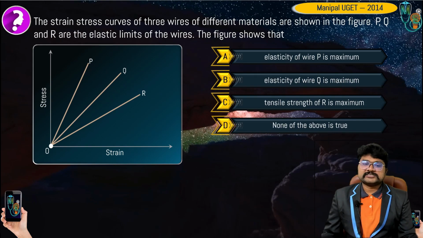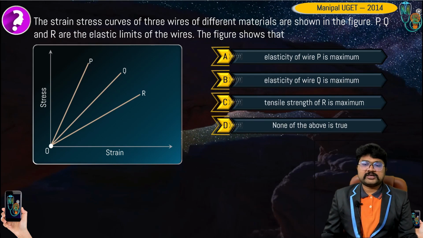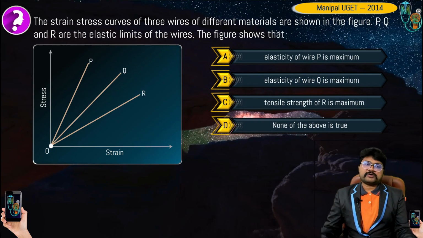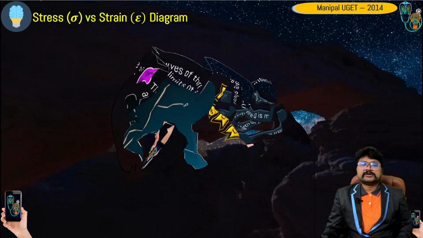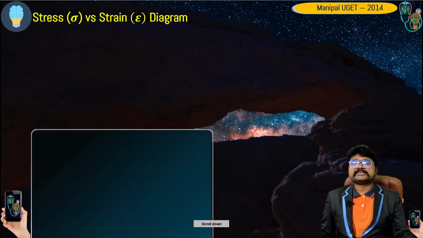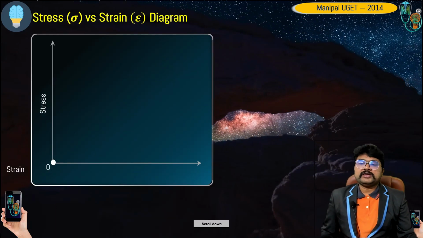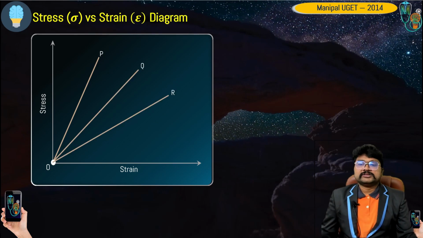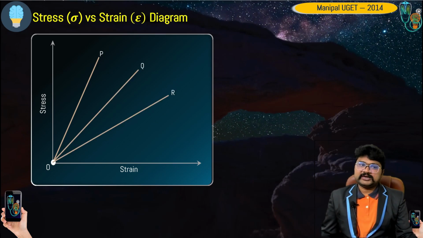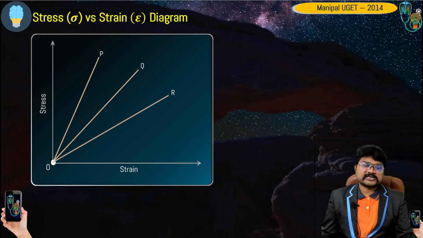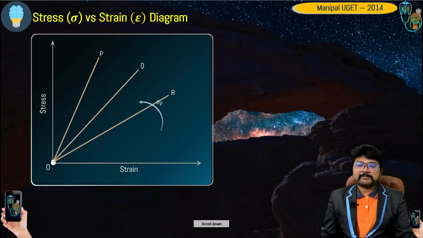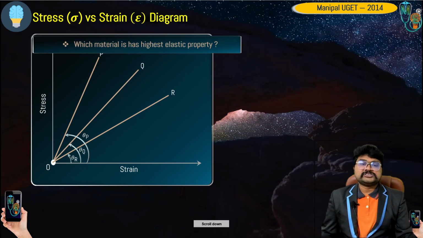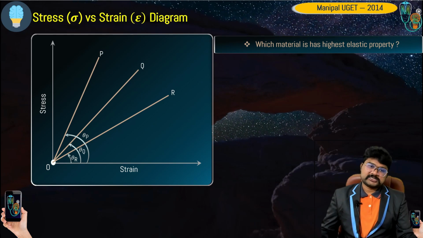Elasticity of wire P is maximum, elasticity of wire Q is maximum, wire R is maximum, none of the above. Now we can try to solve this problem. What is given here? Curve P, curve Q and curve R. These curves make angles theta P, theta Q, theta R with the positive direction of the x-axis. Now, which one has the highest elastic property?